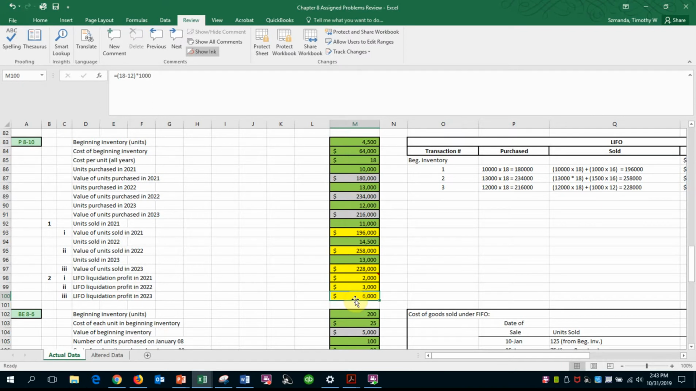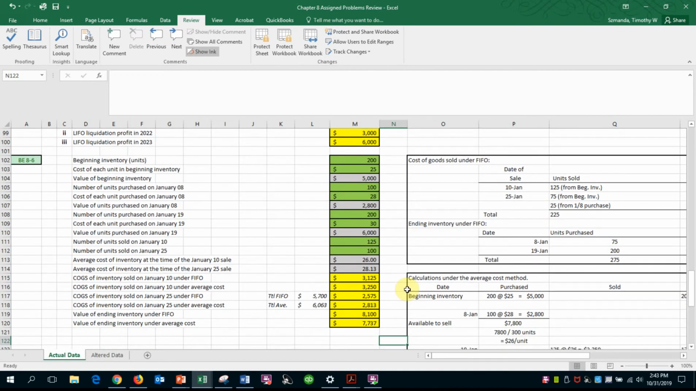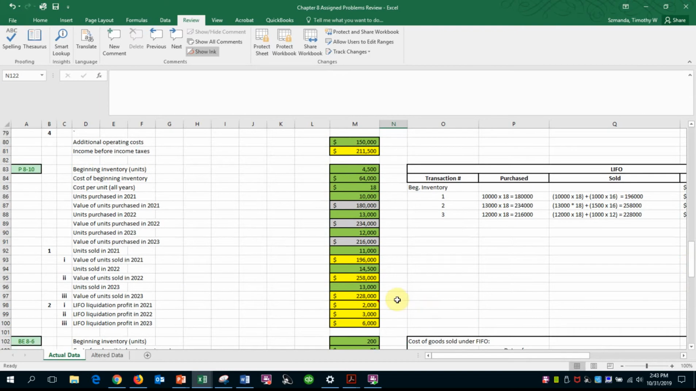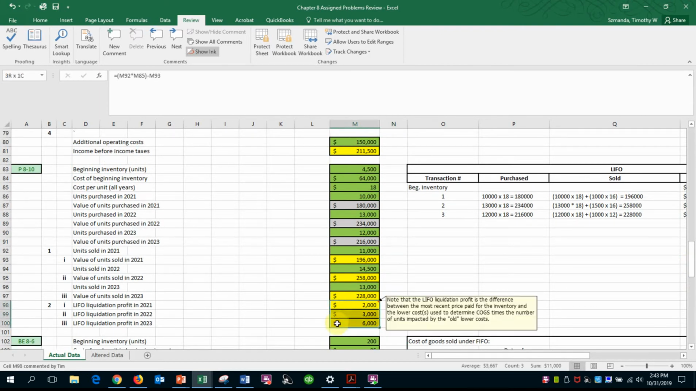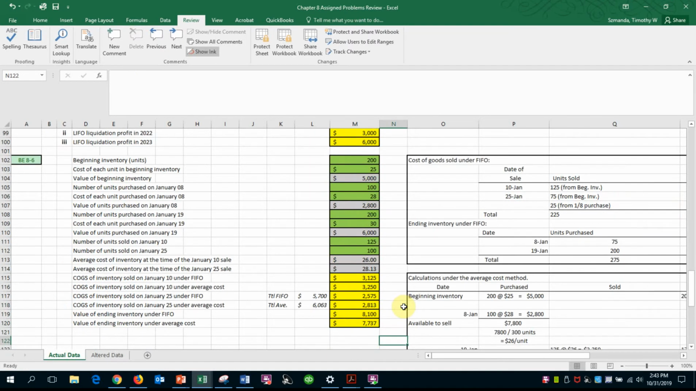It violates the matching principle because we're not matching current revenue with current expenses. We're matching in part current revenue with old expenses, perhaps even from previous years. And that's going to distort our profit. And we'll talk in Chapter 9 about ways in which we can help to reduce or lessen the LIFO liquidation effect. In brief exercise 8-6, this is another exercise that you had to look at.